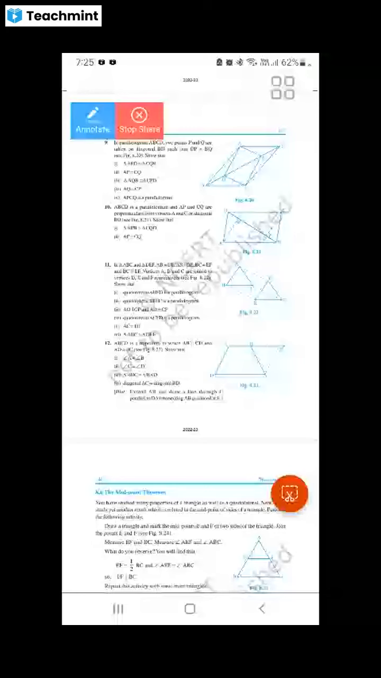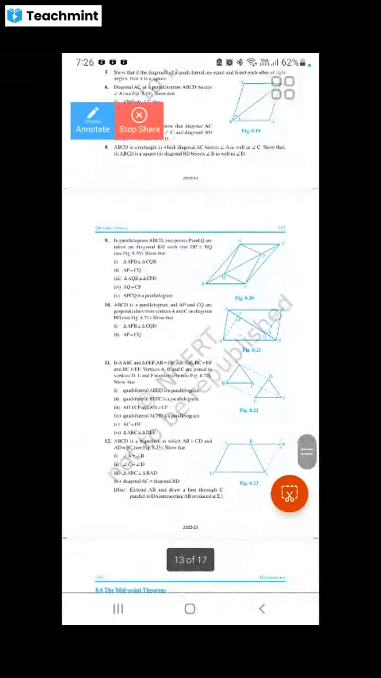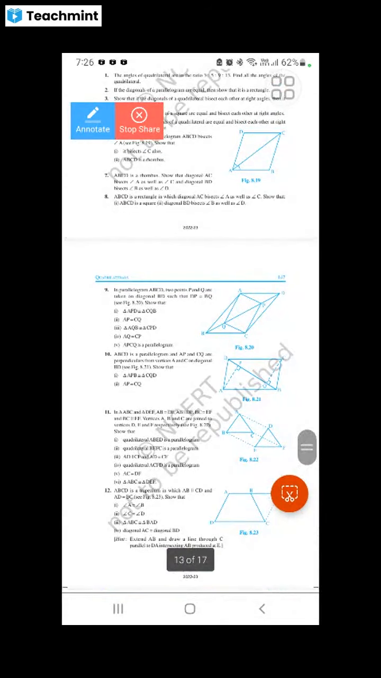If this is an exercise, no. Have you done this exercise, 8.1? Ma'am, I've done this exercise. Ma'am, in school we have done this exercise. Okay. I know you would have done, but I'm asking is there any question that you want to know again or anything else?